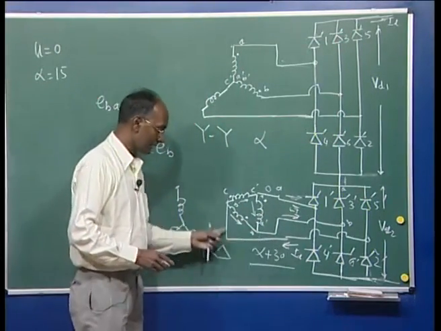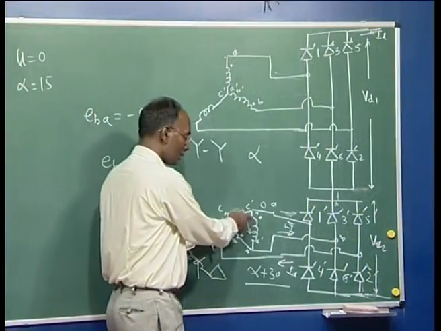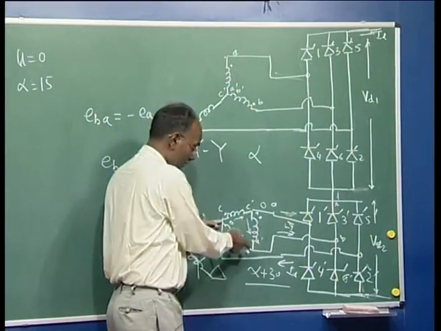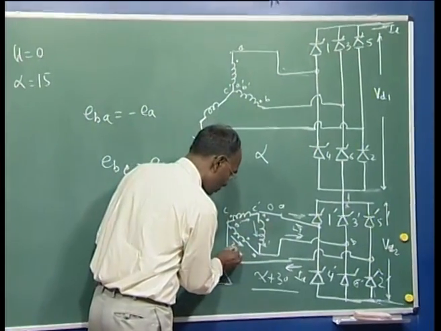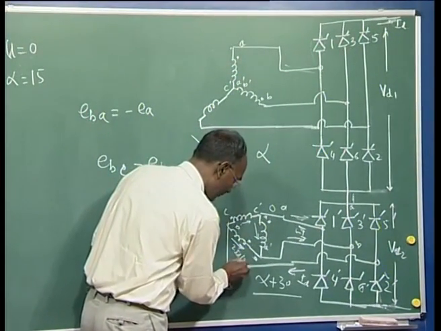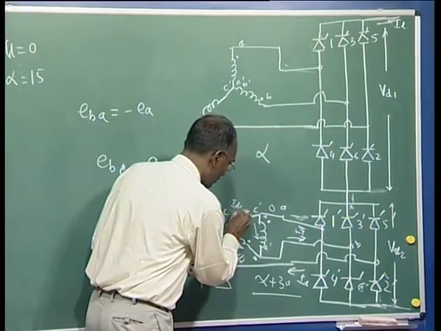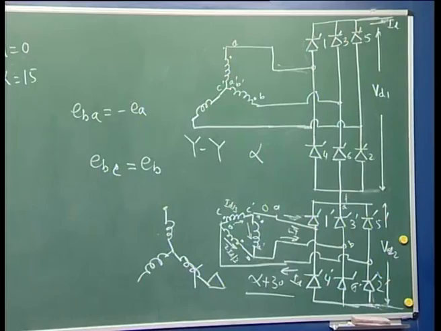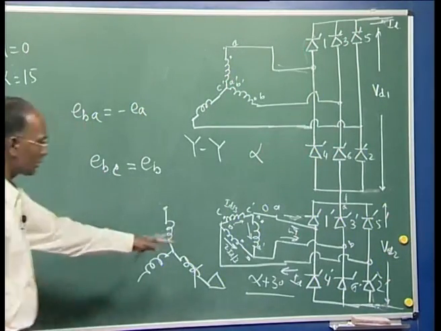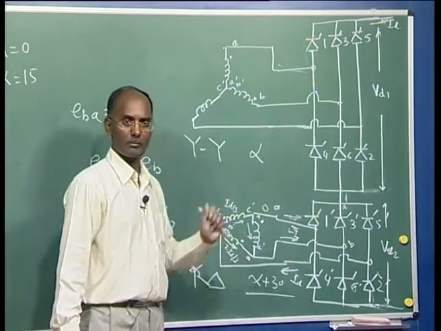Now, this current ID is coming here. You can say here the 2 impedances are there, here the single impedance is there. So, it is divided according to impedance. So, here 2 ID by 3, and here it will be ID by 3, and finally, it will be ID. Okay? Because 3 impedances are there. So, here half will be there.